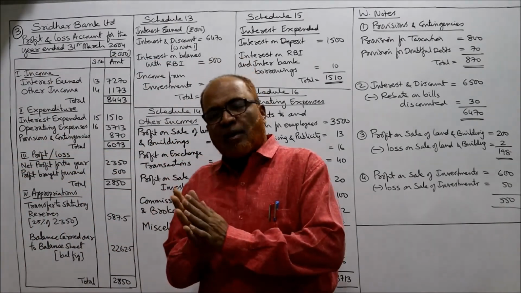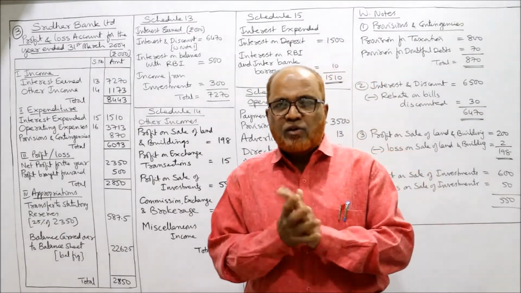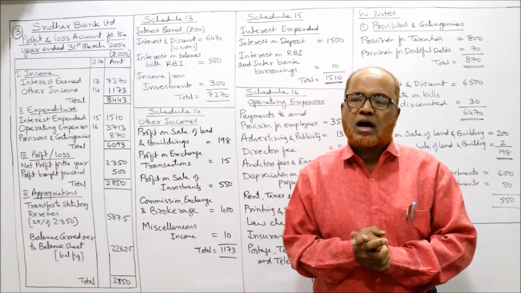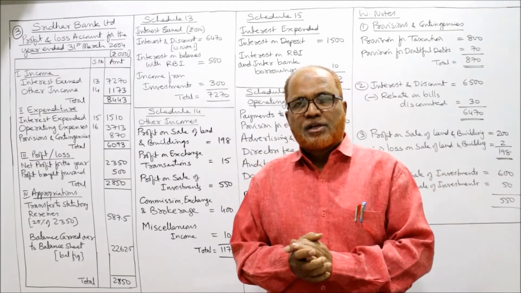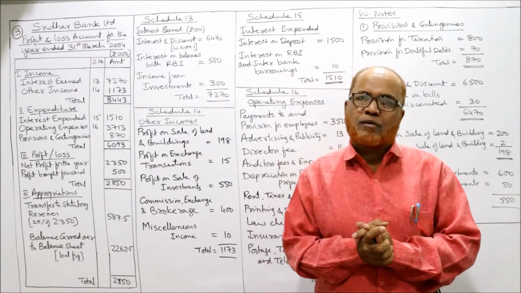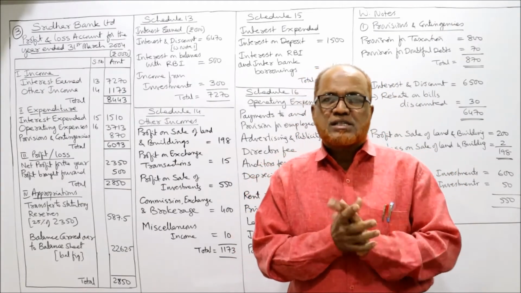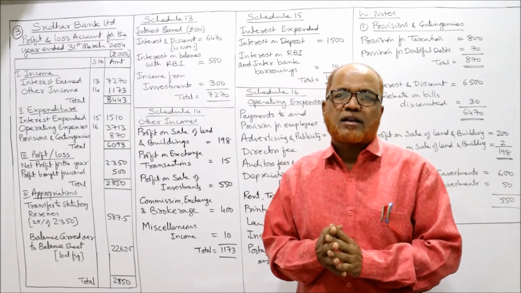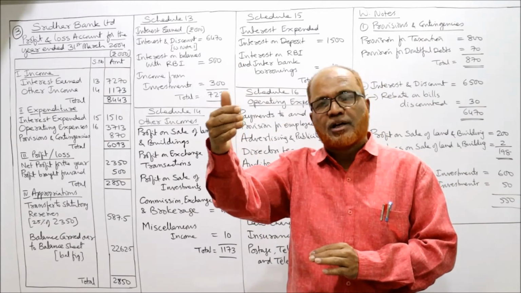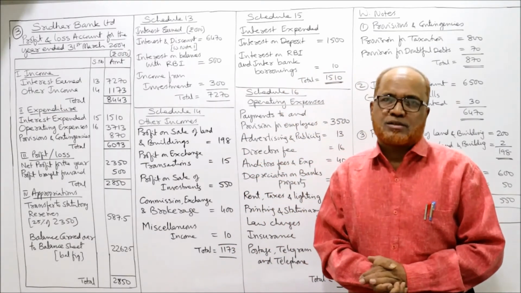Hello students, we'll continue the problems on bank accounts. In the previous video we completed two main problems on preparing the profit and loss account of a bank. Hope you remember the format of the profit and loss account. Four schedules will come: 13, 14, 15, 16. There are four parts in the profit and loss account: the first part income, second part expenditure, third part profit or loss, and the fourth and last part appropriations.